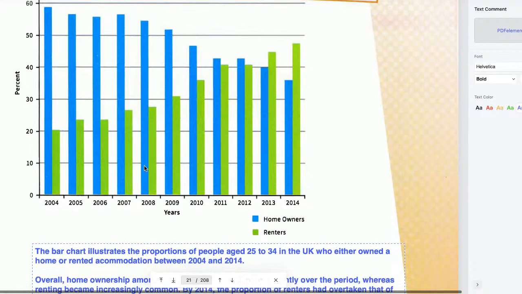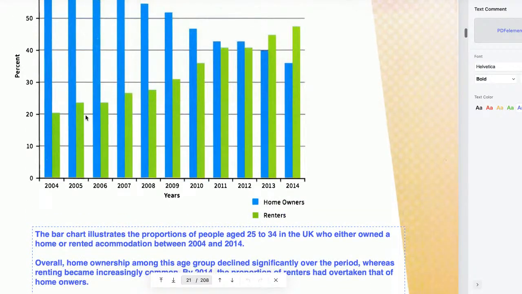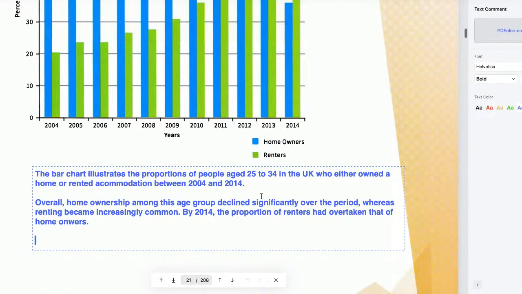So first of all, we are going to pick which category first? Homeowners or renters? I think we should pick homeowners, right? Because it's stated first, then we just describe first. Easy. Okay? The blue one, right? So what can we say about this?